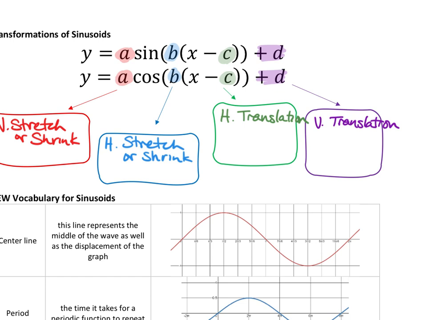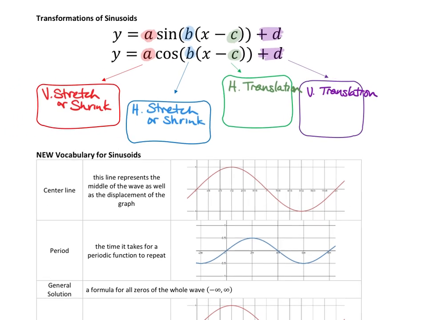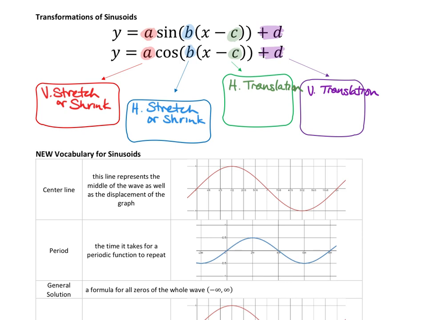Now, all of these things have separate names when it comes to periodic functions. So we need to go over the new vocabulary for sinusoids, which is what these periodic functions are called. Something that seems pretty obvious, you have a center line to each of these sinusoids. This line represents the middle of the wave as well as the displacement of the graph. So our center line, for anything that's not transformed, is the x-axis because it's the center of the wave. Knowing your center line is super important for graphing because it gives us our baseline. It's named really well.